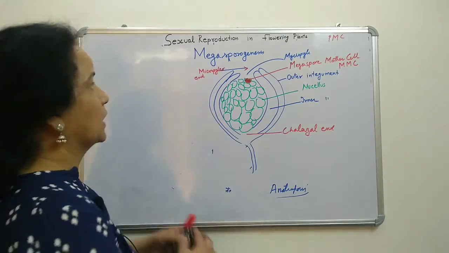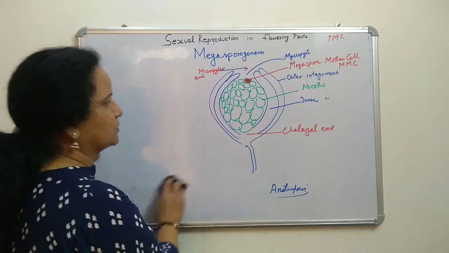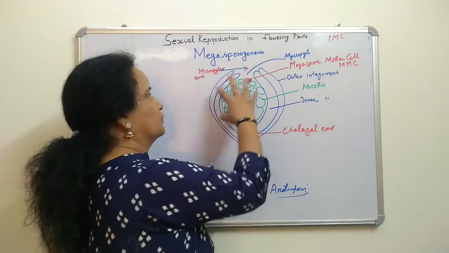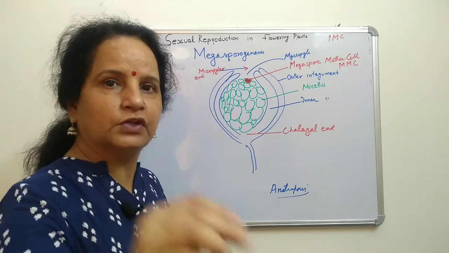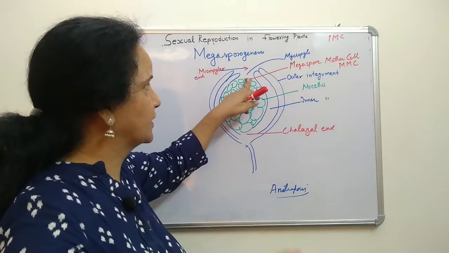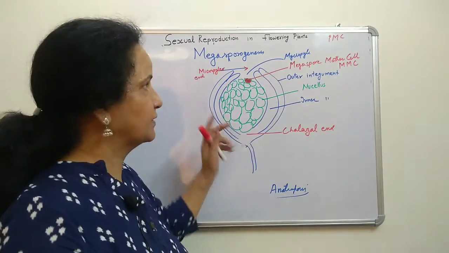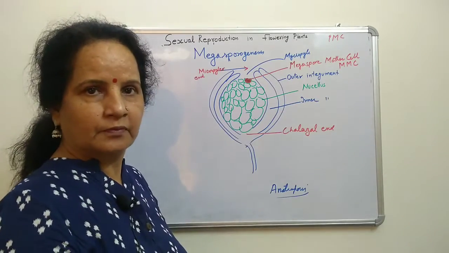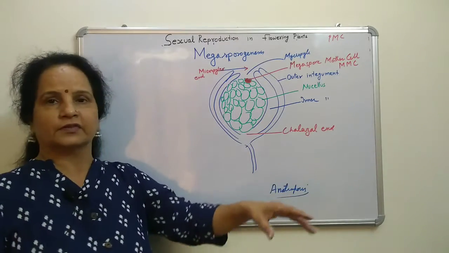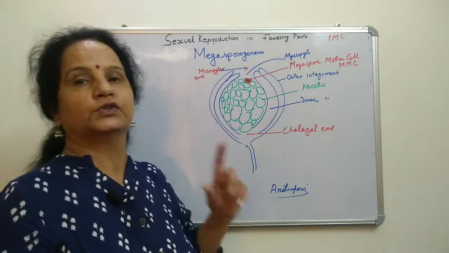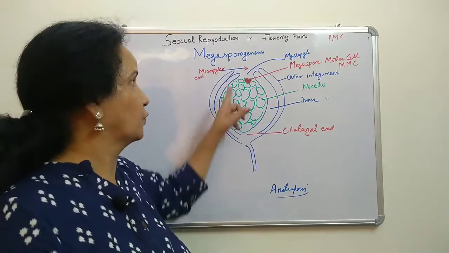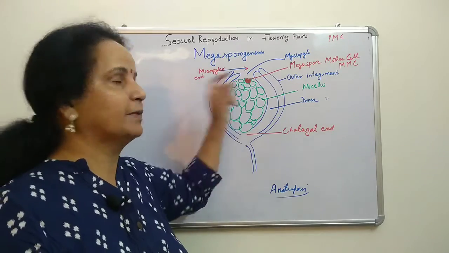Is that clear? Now you see that the other cells of the nucellus are providing nutrition. They will get food from these nucellar cells, which means they are providing nourishment. Just recall that in microsporogenesis, tapetal cells provide nutrition, but in megasporogenesis, nucellar cells provide nutrition for the development of the female gamete.